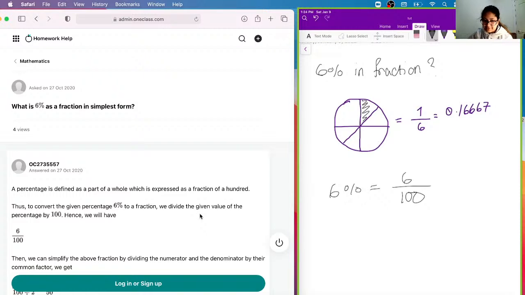And so now what it says is to simplify this fraction. We already got our fraction of 6%. To simplify this, we need to find a number that is divisible into both 6 and 100. Since both are even numbers, we can try 2. So we can divide the numerator by 2 and the denominator by 2. Okay, and so you get 3/50.